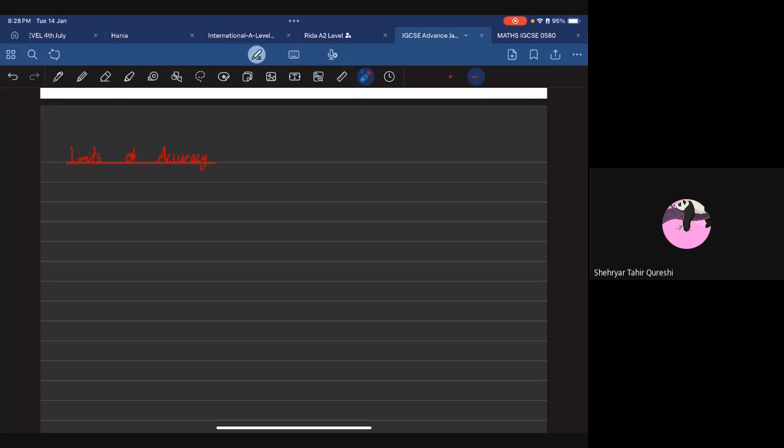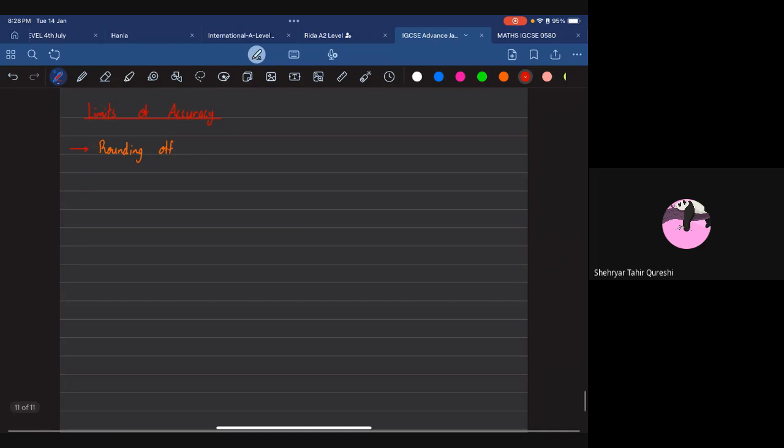Now rounding off is extremely easy. We've done it before multiple times. This is like a walk in the park for us, but because it's part of the syllabus you have to do it again. Whenever I'm rounding something off, the best way to understand this is through a number line. I can draw a number line.